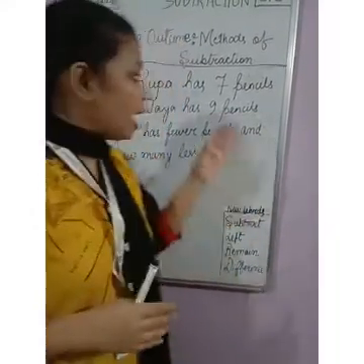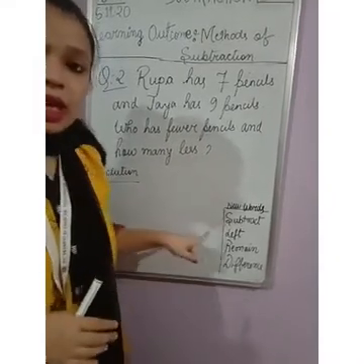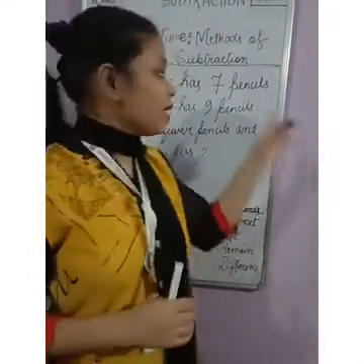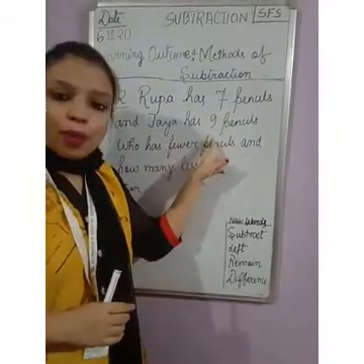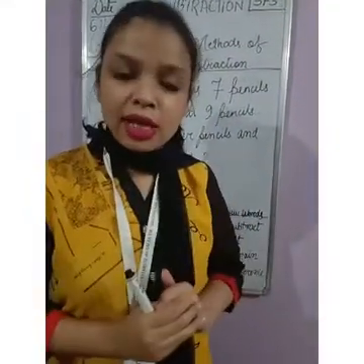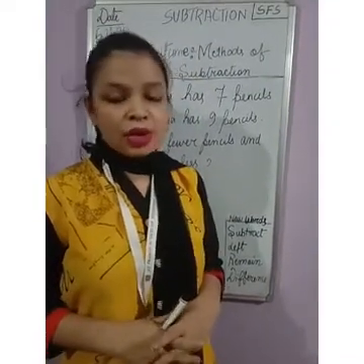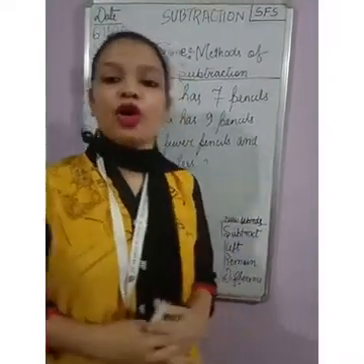So for 1 digit number you can subtract using our fingers, isn't it? So Rupa has got how many pencils less than Jaya? 2. Why? Because we have to subtract 7 from 9. So keep your 9 fingers open, subtract 7 and then you count how many fingers are left open. Okay children, so this is the topic for today.